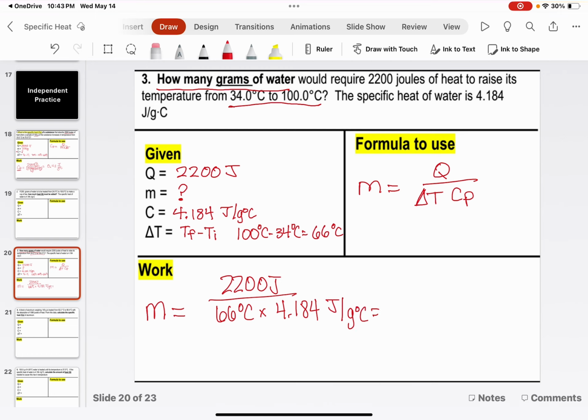So I'm going to do the math. So it's going to be 2,200. If all the units are mixing you up, just understand that this is what you're doing. You're doing 2,200 and then 66 times 4.184. Okay, so that's essentially what you're doing here. So I'm going to go ahead and multiply the bottom. So 66 times 4.184.